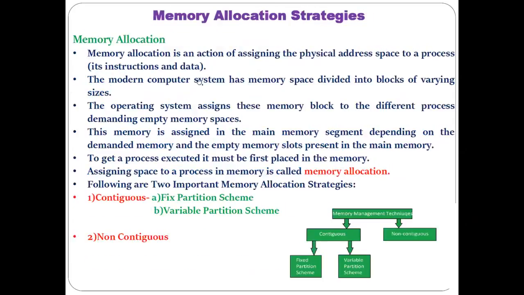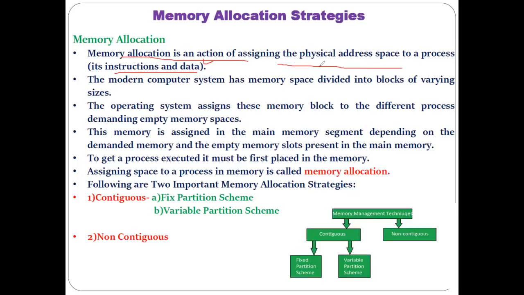Okay, now today we have to discuss the different strategies available by which memory gets allocated to the different processes. Memory allocation is nothing but the action of assigning physical address spaces to the process. Process in the sense of the particular instructions and data. So memory allocation is the activity of assigning some memory locations, or physical address spaces, to the process. A process is formed with the help of different instructions and data. So whenever some process comes to the CPU for execution, that process has to be first brought into the main memory.